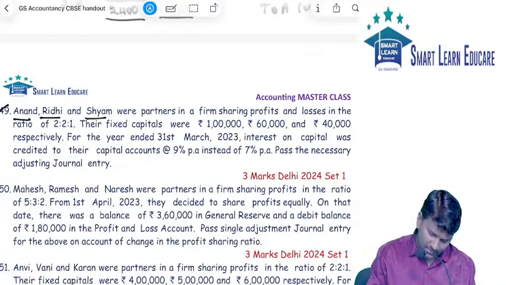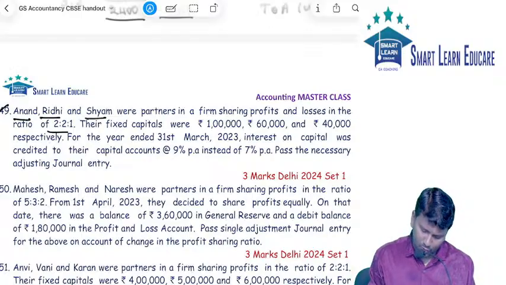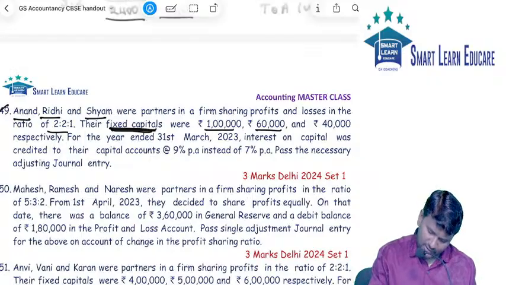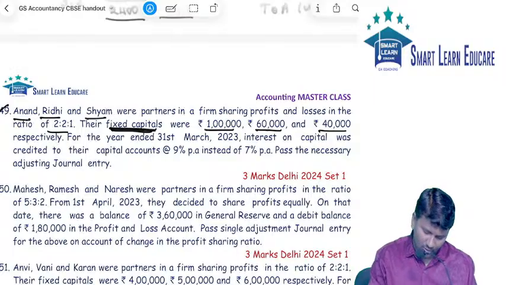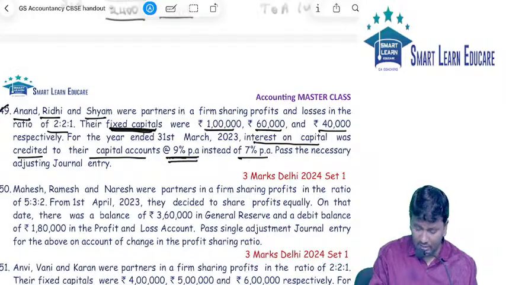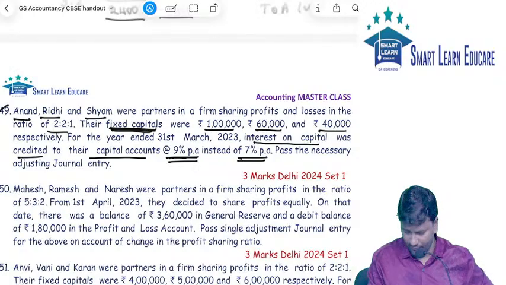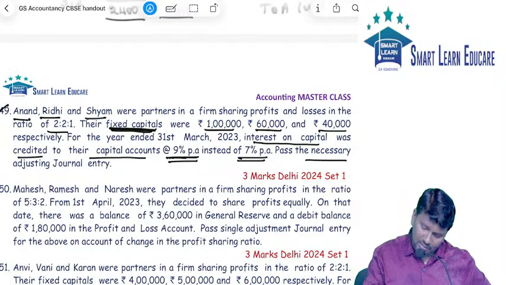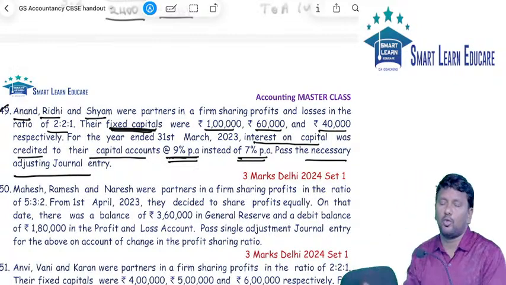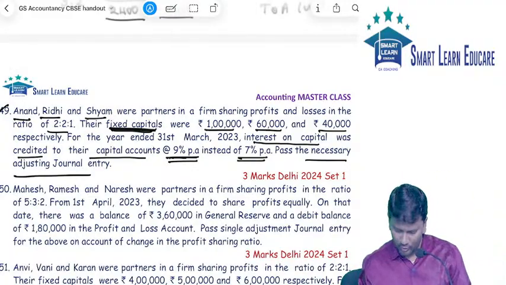ARS were partners, profit sharing ratio 2:1. Again fixed capital is specified. Now the capitals are 1,60,000 and 1,40,000 respectively for the year ended 31st March 2023. Interest on capital was credited to their capital at the rate of 9% instead of 7% per annum. Pass adjusting entry. Very good question. First read this question 2 or 3 times.